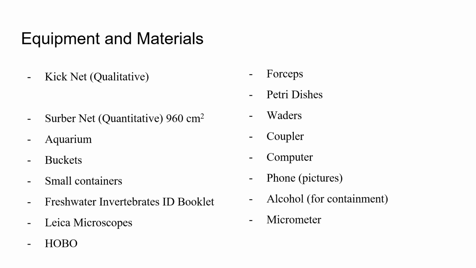The aquarium, the buckets to put our sample collection in, small containers, the freshwater invertebrates ID booklet to help identify the species of mayflies we were collecting, the Leica microscopes, the Hobo, which is an electrode sensor that monitors conductivity and water temperature every 15 minutes. We got the air temperature from the Weather Channel, the forceps, petri dishes, waders, the coupler that connects the Hobo to the laptop, a computer, phones for pictures, alcohol for containment, and a micrometer to measure our mayflies from head to the end of the body.